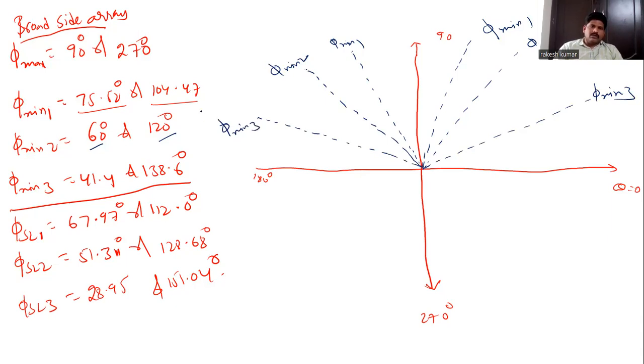Its degrees are 138.6 and here it is 41.4. Here the degrees is 60 degrees. Here it is 120 degrees. Here it is 104. Here it is 75. Okay. Now, you first draw the maximum direction. Maximum direction you are getting at 90 degrees and 270 degrees.